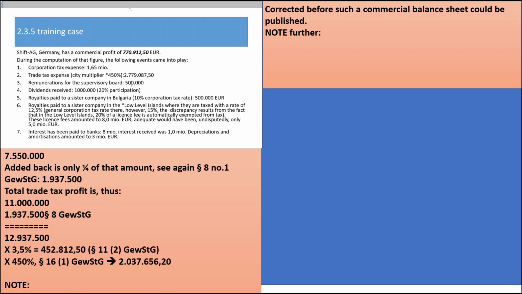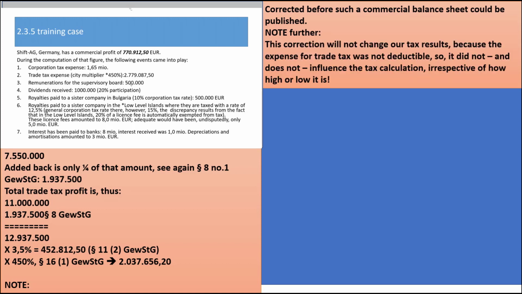Now, that doesn't really affect our results here, because the trade tax expense didn't come into account when we calculated the tax base. So if it changes, then that has no influence to the final total, which is taxable. So that's rather a technical adjustment which will be needed in the commercial balance sheet still, but it will not affect the result, because if the commercial profit goes up by, let's say, some 700,000 and the trade tax expense goes down by exactly that amount, then the total, and the total only is relevant for our computation, then the total remains the same.